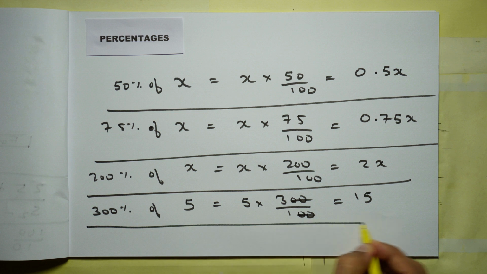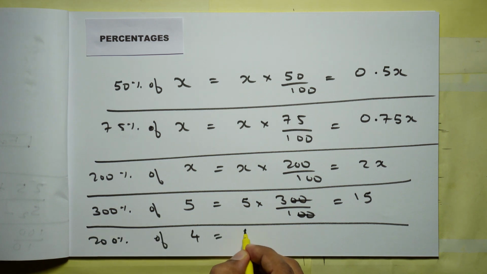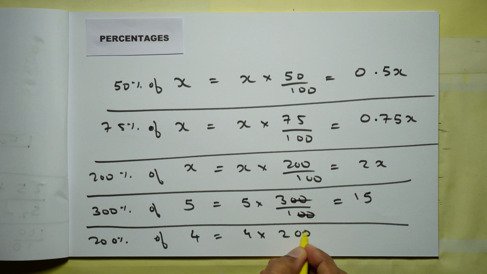We'll just do one more. Let us say you have a value 4. Now you need to find out 200% of 4. So that will be 4 you have to multiply by 200 by 100. 0 and 0 cancels out. So what we have is 8. So 8 is 200% of 4.